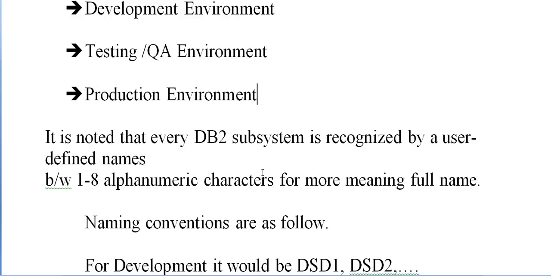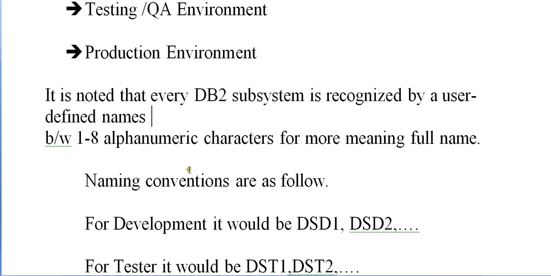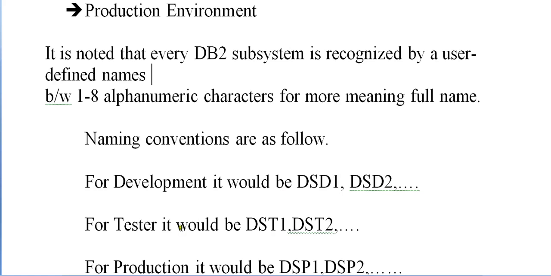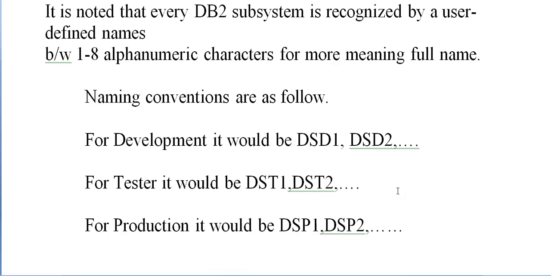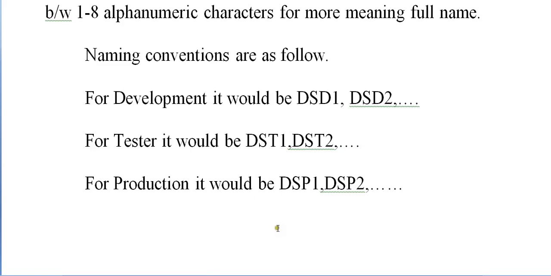It is noted that every DB2 subsystem is recognized by a user-defined name of 1 to 8 alphanumeric characters, to form a more meaningful name. This would be some examples of how the naming convention will be. For development, it would be like DSD1 or DSD2. For the tester, it would be like DST1 and DST2. And in production, it would be like DSP1 and DSP2. All would be using the same characteristics or properties of the table, just the subsystem identifications are different, right?